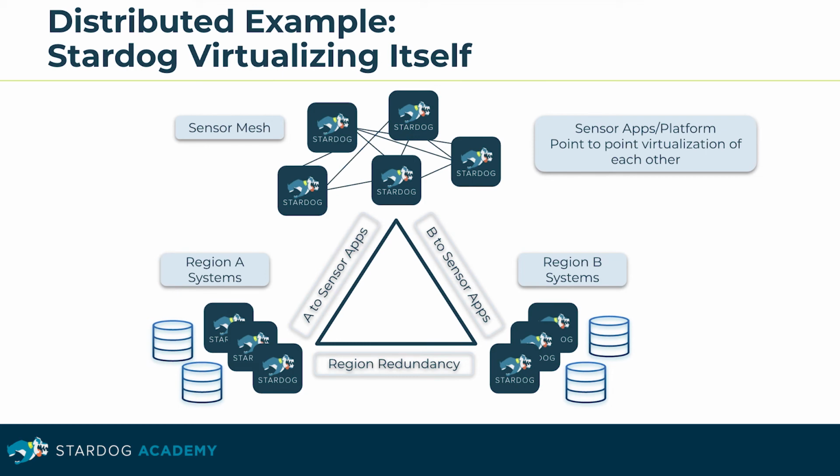The sensor mesh itself could have point-to-point virtualization, and the Stardogs there could virtualize each other as appropriate to meet mission requirements. The regional systems themselves can be full Stardog clusters with virtual graph definitions to the other system. And in the case of geo-redundancy, a specific capability can be deployed where Region A systems and Region B systems can be kept in sync. This concludes the section on Stardog Cloud.